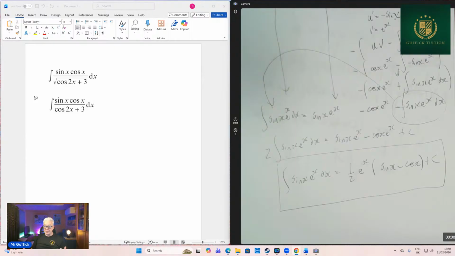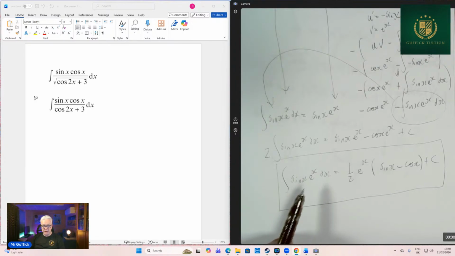And by the way, that same approach would also work if you were integrating cos x e to the x. But I just thought that was super useful. In this live stream, I've been wanting to look at a few unusual little things that, in my experience, a lot of students are not particularly aware of. And that's one of them.